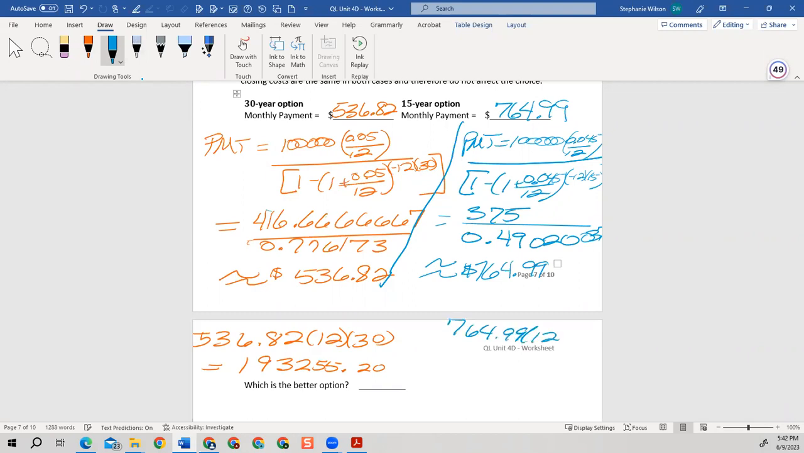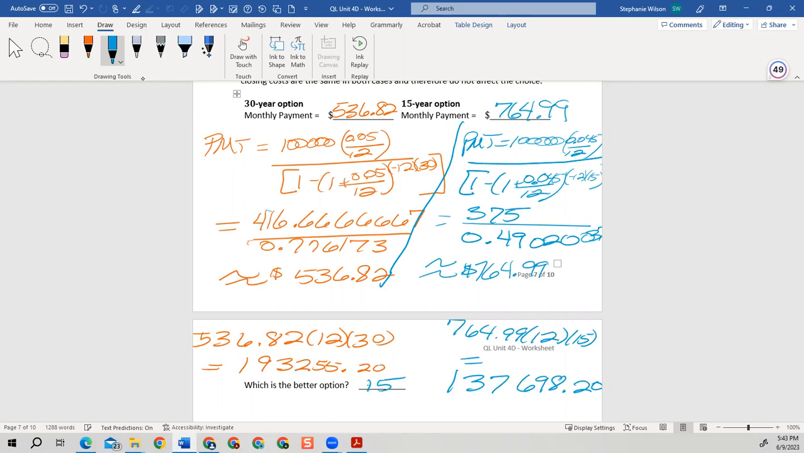Now let's do the 15 year. 764.99 times 12 times 15. So 12 months times 15 years. So it's going to be $137,698.20. So the best option would be the 15 year. You're going to pay less money.